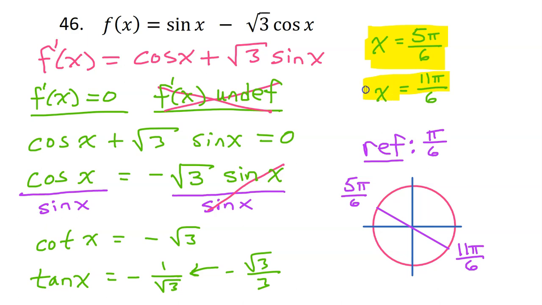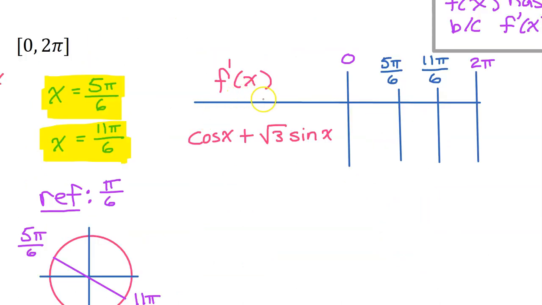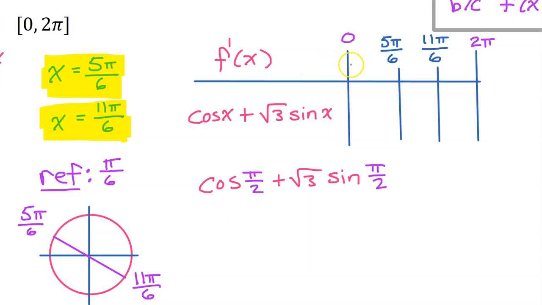We need to put these numbers on the number line and make a sign chart. Make sure you label your sign chart as f prime. I put 0 at the beginning and 2 pi at the end because we are limited to that interval overall. We need to figure out if f prime is positive or negative in each of these intervals. So let's do some test values. What about a value between 0 and 5 pi over 6? So that's between here and here. Well, pi over 2 is on that interval.